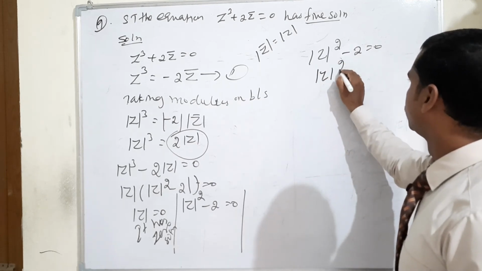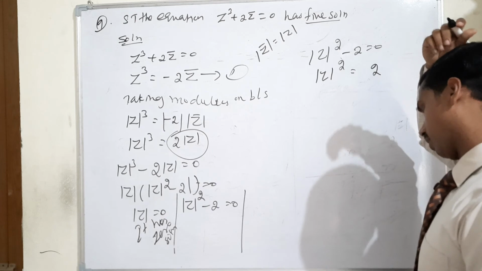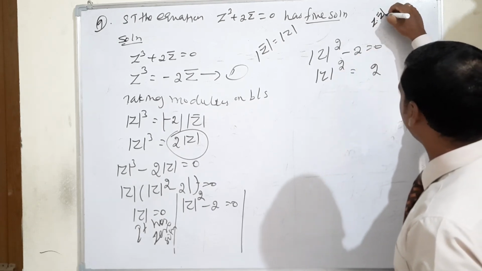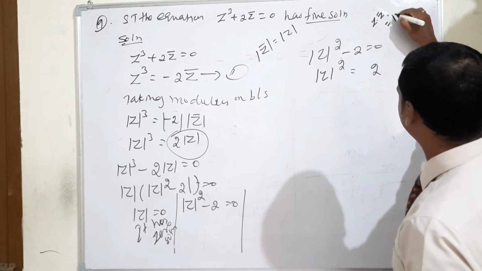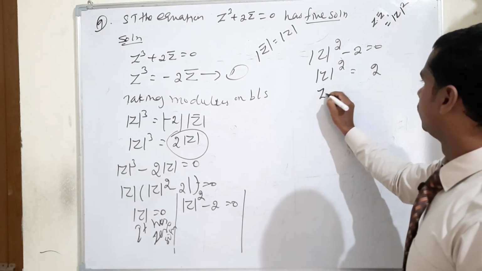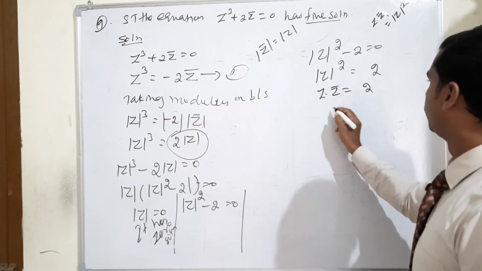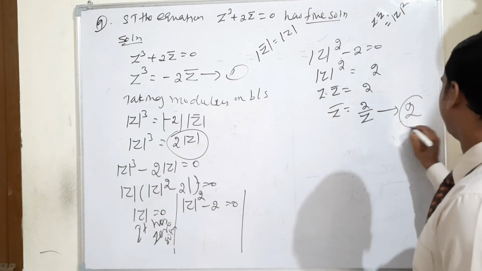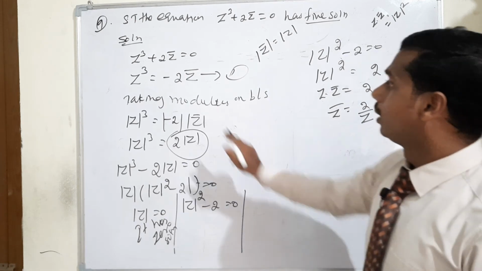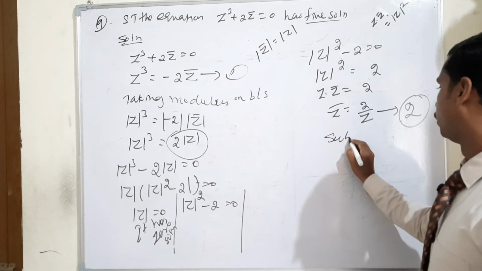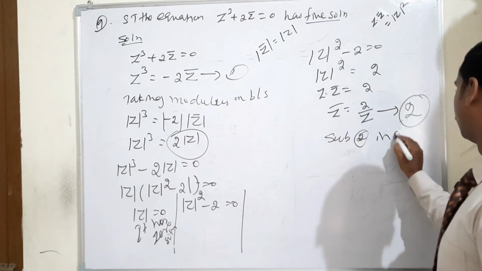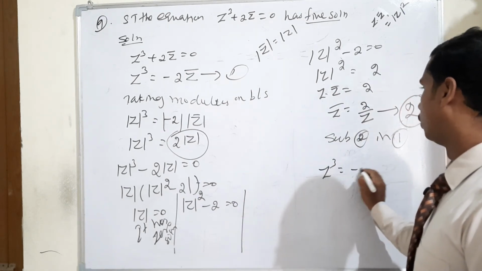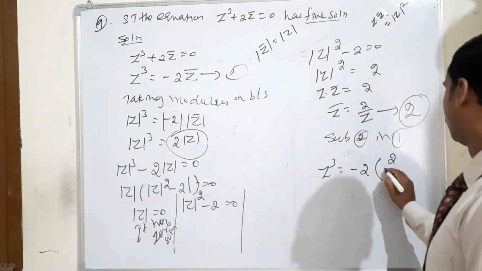Therefore modulus of z square minus 2, bringing to the opposite side, means positive 2. Another property: z into z bar, what is the meaning? z into z bar is equal to modulus of z square. So again z into z bar is equal to 2, so z bar is equal to 2 by z. This is considered as equation number 2. Substitute 2 in 1. What is equation number 1? z cube is equal to minus 2 z bar, which is 2 by z.